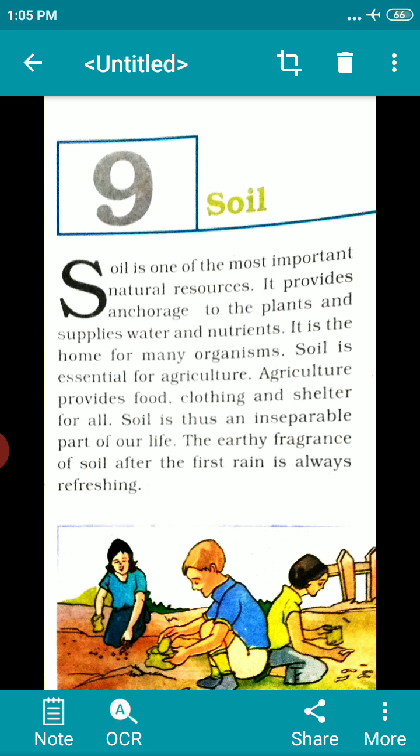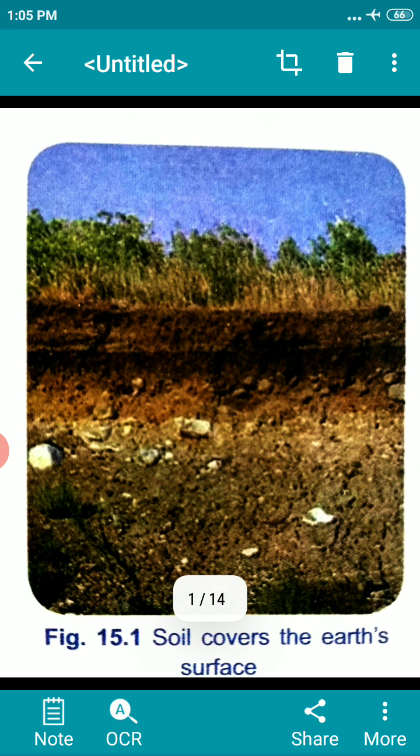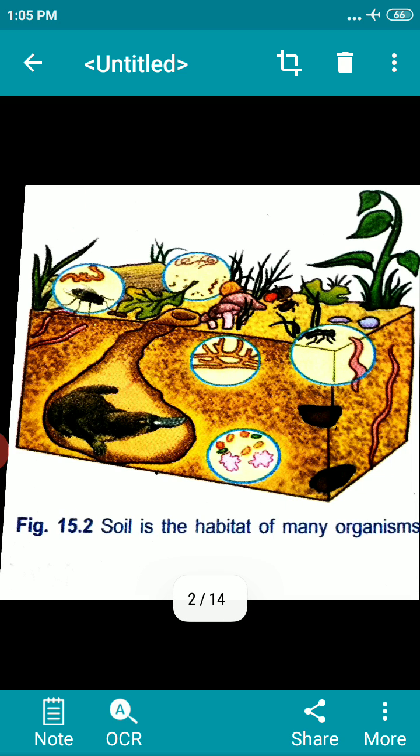The soil supports the growth of plants and holds the roots firmly. It provides water and nutrients to the plants. It is a home for many organisms. You know that many animals live there. Soil is essential for agriculture. Agriculture provides food, clothing, and shelter for all.